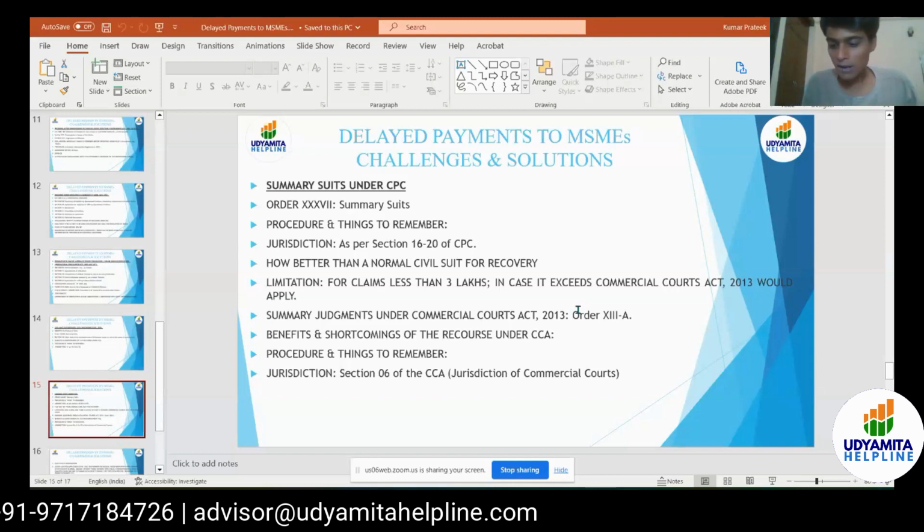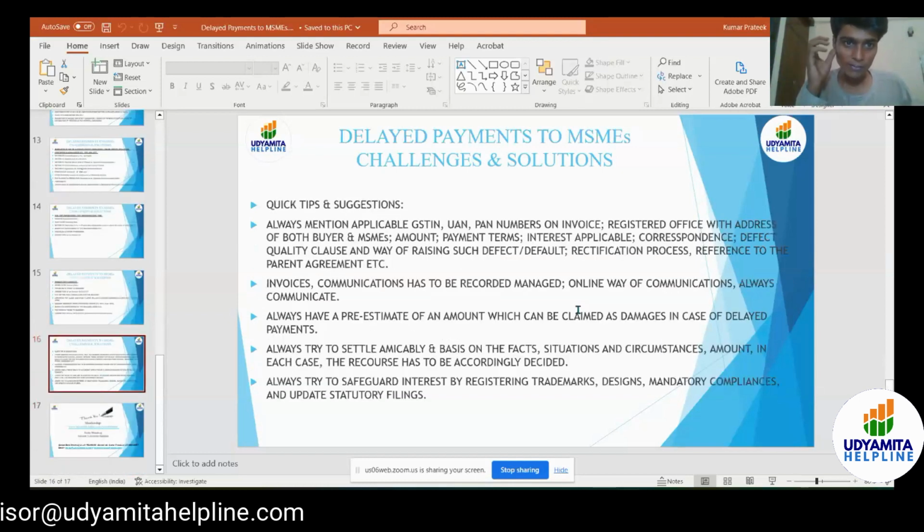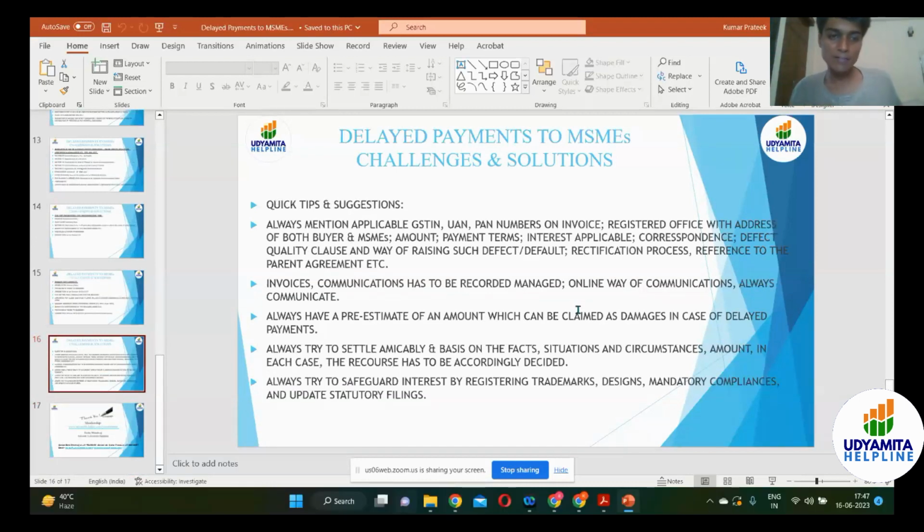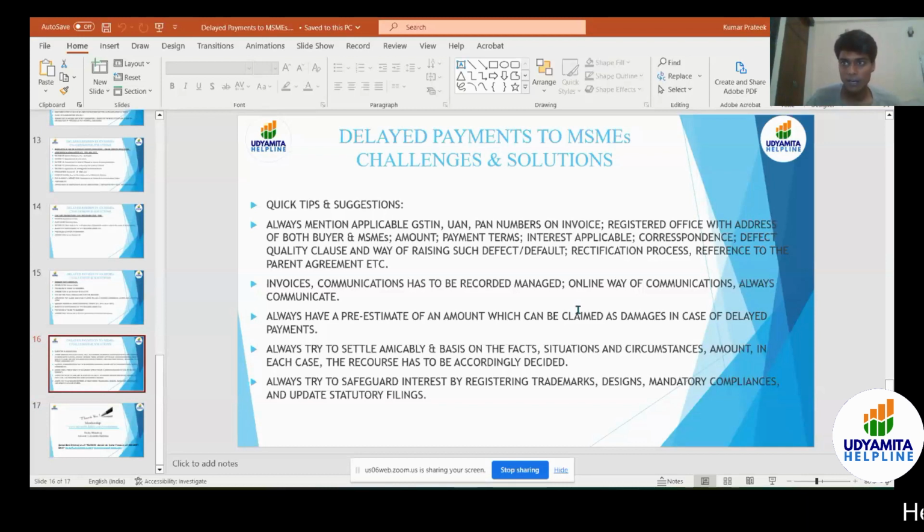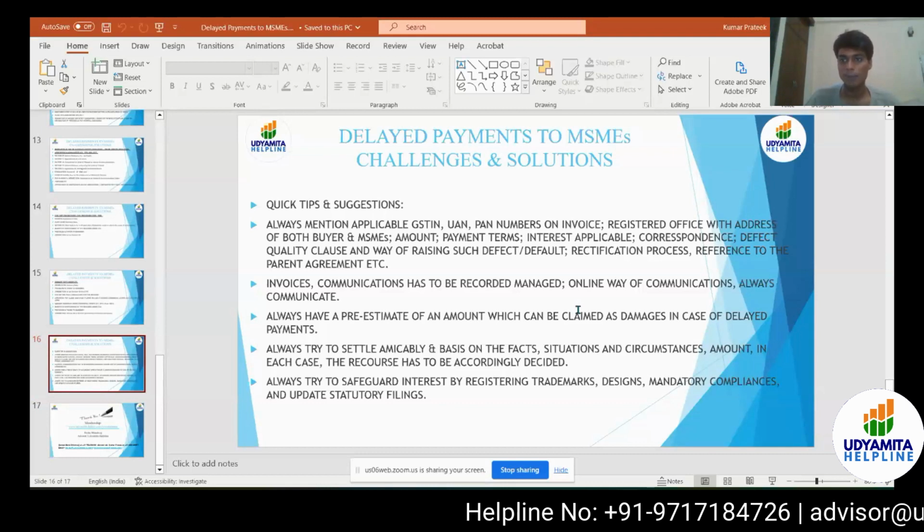So now I'll finish it. The quick tips and suggestions, the last slide. I'll just briefly touch it, as we have already dealt with this a lot of times. Always mention applicable GSTIN, UAN, PAN numbers on invoices because it's mandated by law. We do not take much care of these small things, but when you go and take advice from any relevant professional, such as CA, lawyers, or company secretaries, they would tell you that these things are pretty much important, right?